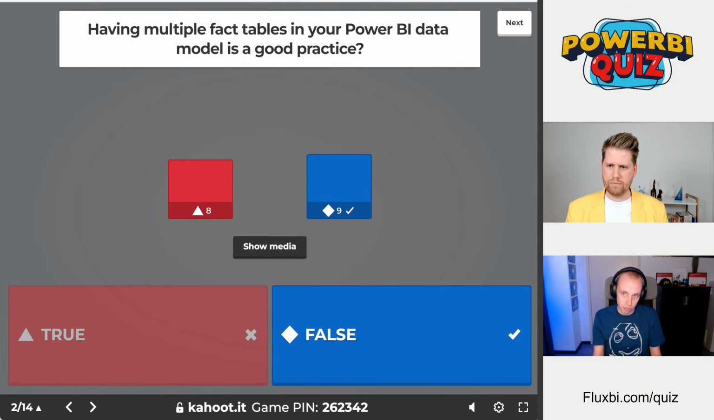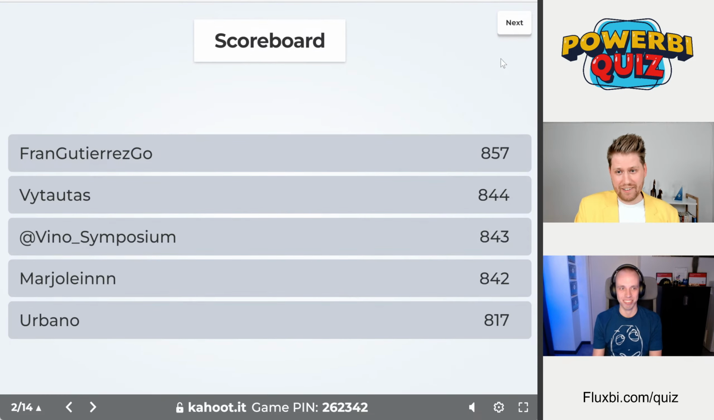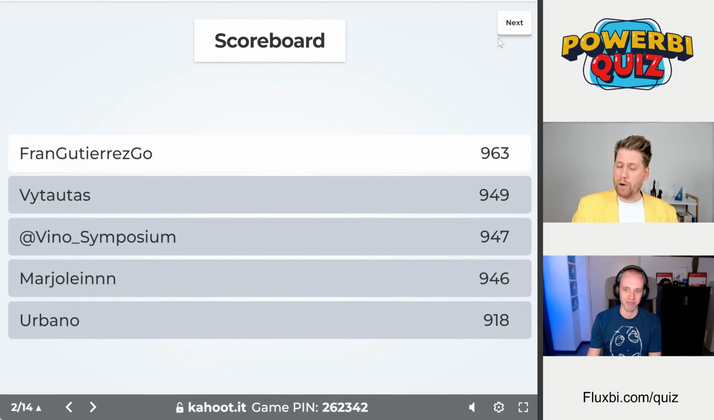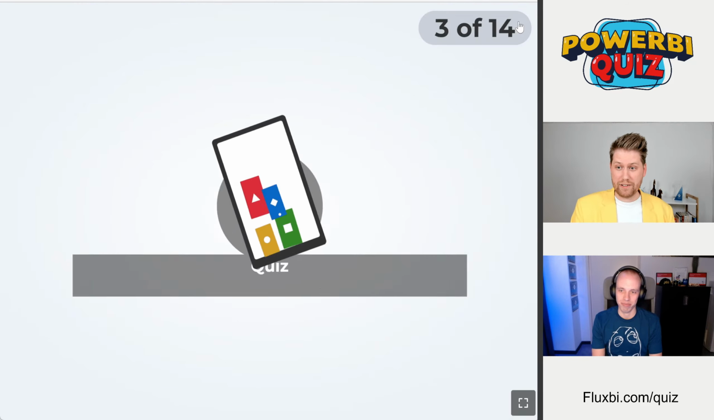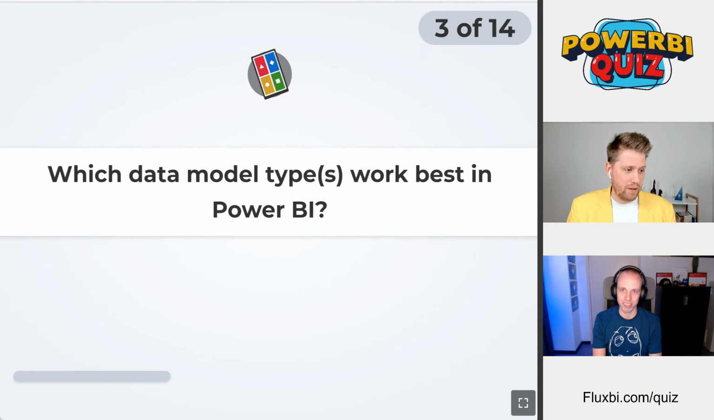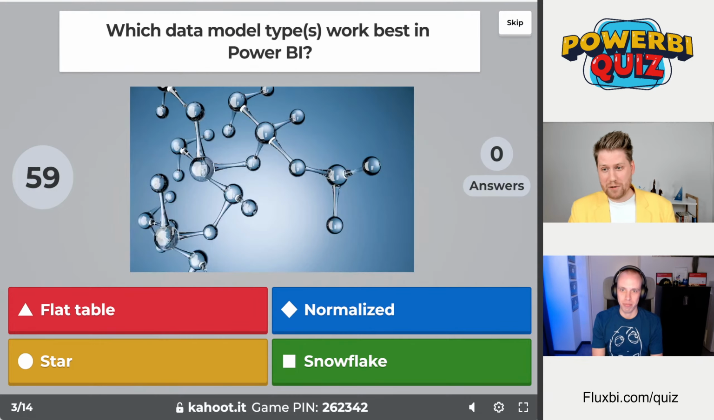But I would say aim for a star schema with one fact table. That should be like the ideal goal, the North Star, although it's not always possible, I have to admit.